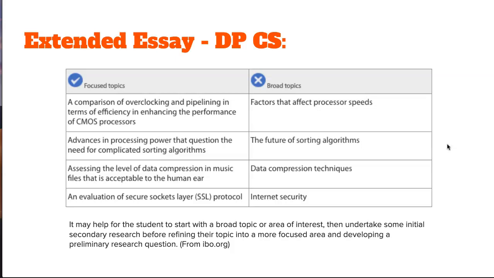But it is important to note that when you're developing your research question for whether it's DP Computer Science or another subject, starting with a broad topic or area of interest is a nice place to start, and then narrowing your focus as you do some research.